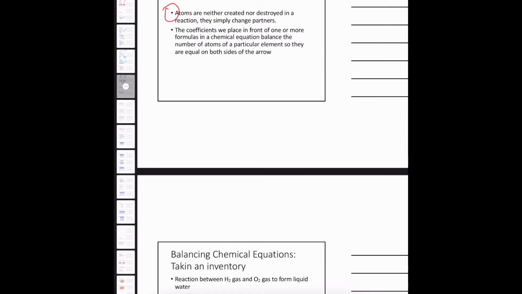The count of atoms on both sides of the equation, in the input or the reactants and the products, has to be equal. If it's not equal, then at that point we'll start using coefficients by adding coefficients on both sides, either the products or the reactants, to make sure the number of atoms is equal. So the coefficients we place in front of one or more formulas in a chemical equation balance the number of atoms. So we're balancing the number of atoms every time we multiply by a coefficient in the products or in the reactant side, so that one equals the number of atoms of a particular element. So they are equal on both sides of the arrow.